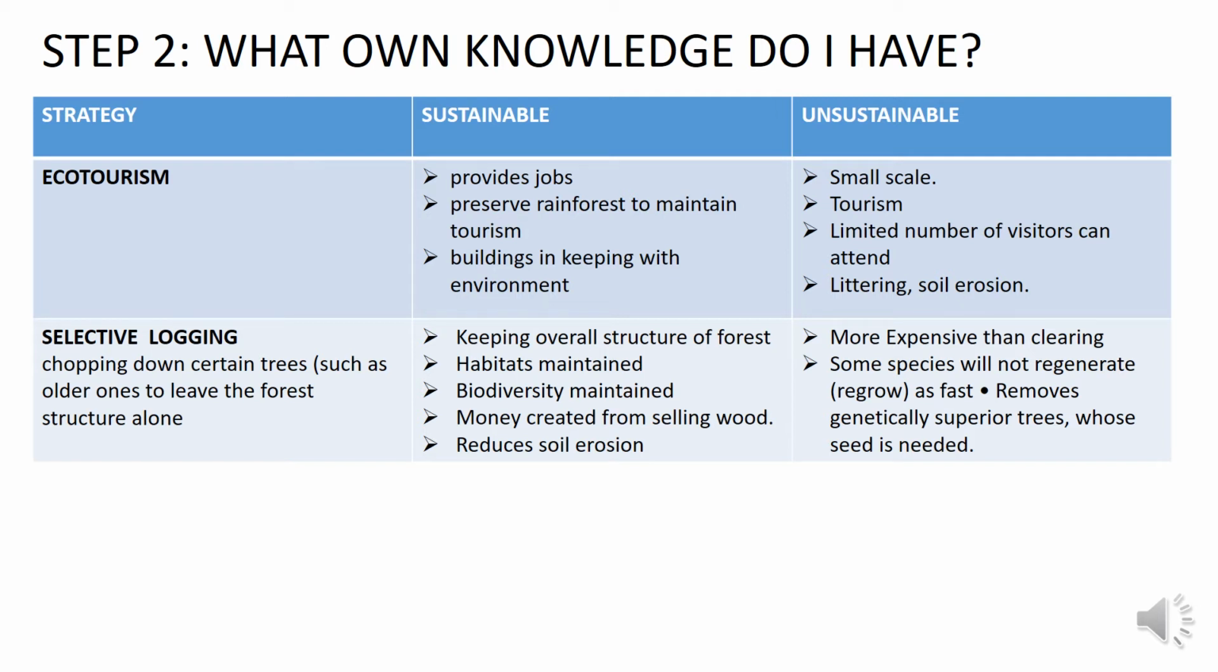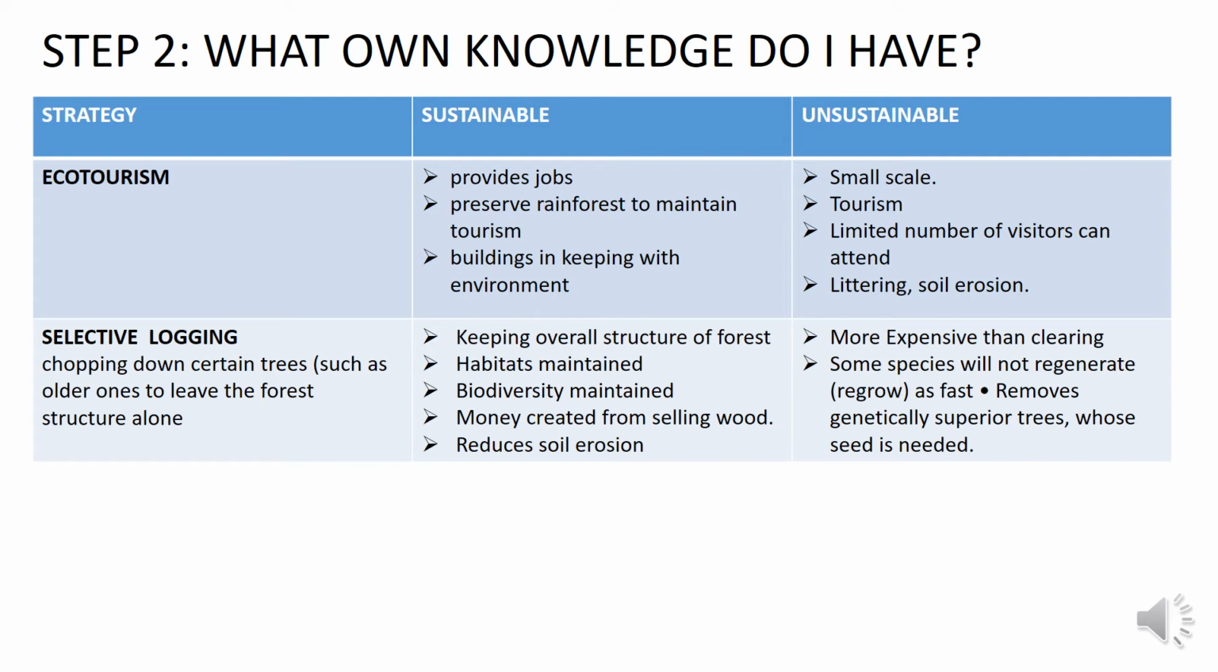Your own knowledge, you know that selective logging occurs in the Amazon. So that would be your own knowledge that you're using for your second paragraph. It is sustainable because it keeps the overall structure of the forest. Habitats are therefore maintained, as is the number of plants and animals, biodiversity. Money is created from selling wood, and it will reduce soil erosion as there's always trees holding the soil together. Note that for my sustainability column, I've not only talked about the environment, I've also spoke about how it makes money.